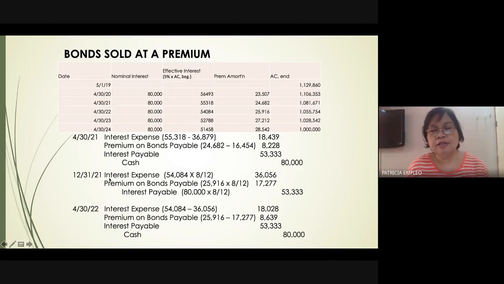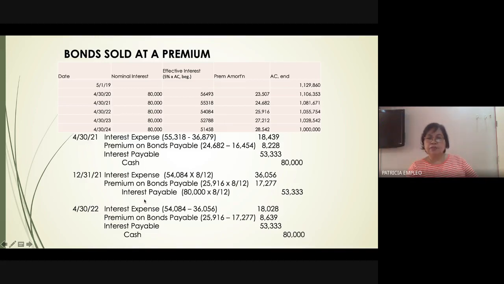And then on December 31, 2021, we prepare another adjusting entry. Debit interest expense for 54,084. We are now in the third interest date. We are entering the first 8 months of the third interest period. So again, from May 1, 2021 to April 30, 2022, the interest expense there is 54,084, but interest accrues with the passage of time. So 54,084 times 8/12 is 36,056. Again, credit interest payable, 80,000 times 8 over 12, 53,333. And the balancing figure is debited to premium on bonds payable for the amortization from April 30 to December 31. That is 25,916 times 8 over 12.